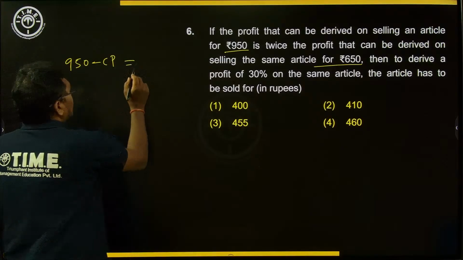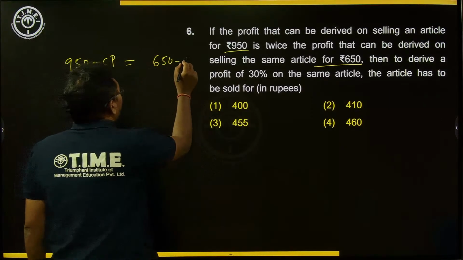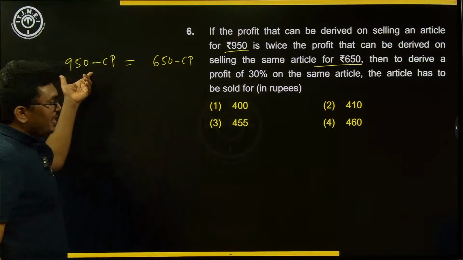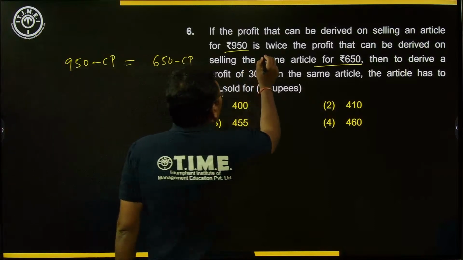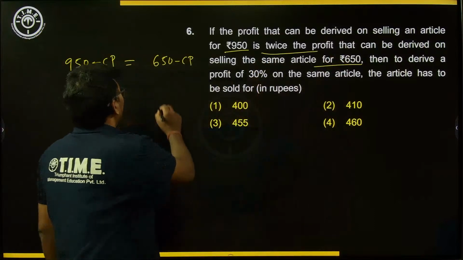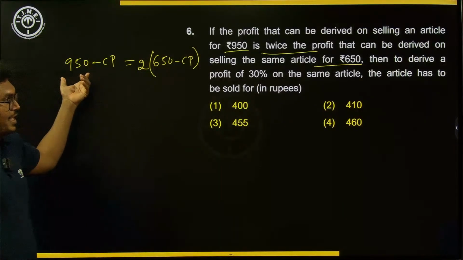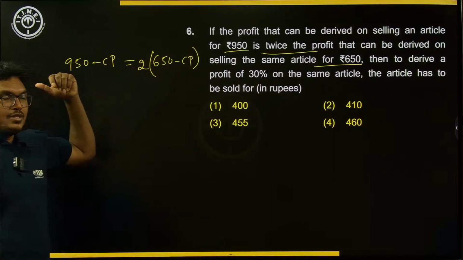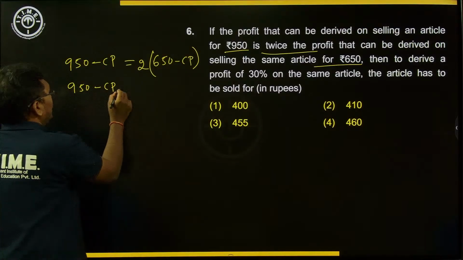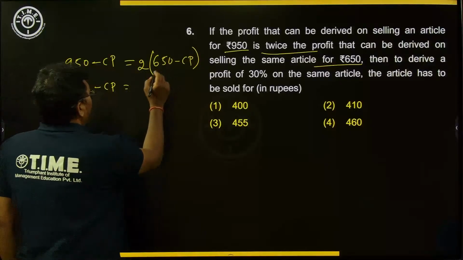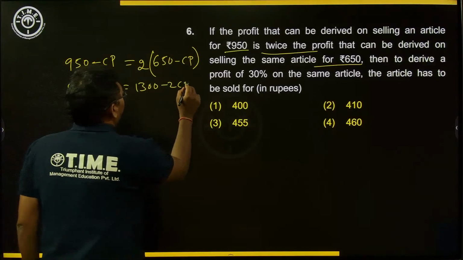So in the second case, what is the selling price? 650, selling price minus cost price. So this is a profit in the first case, this is a profit in the second case. What is the relation given? The profit in the first case is twice the profit in the second case. So this is 950 minus CP is equal to 2 into 650, that is 1300 minus 2 CP.